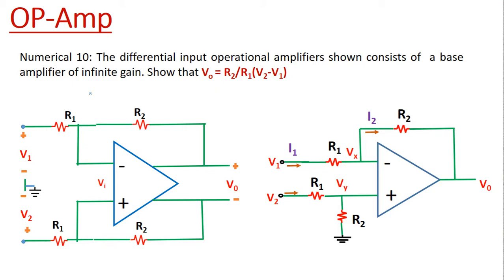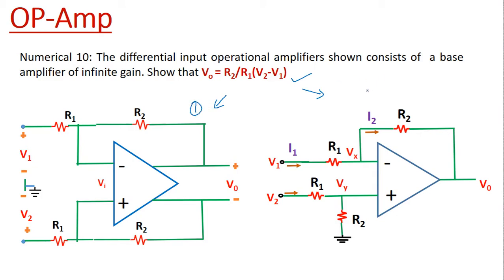So the question, numerical number 10, is: the differential input operational amplifiers given below consist of a base amplifier of infinite gain. For the amplifier, show that the output voltage VO is equal to R2 by R1, whole multiplied by V2 minus V1. This equation of output voltage we have to show for both the circuits. That means the output voltage equation is the same for both the circuit diagrams. They are different circuit diagrams, but the output voltage equation is the same, and we have to prove this output voltage equation for both the circuits.